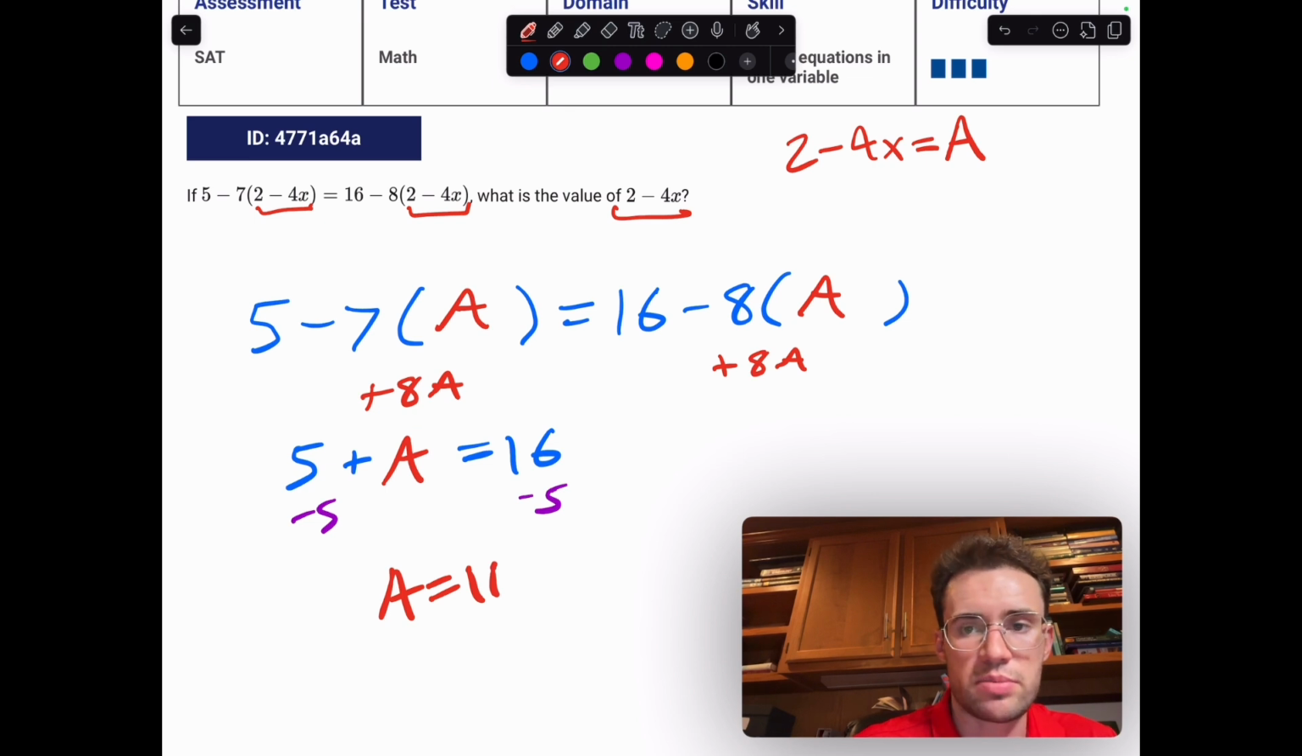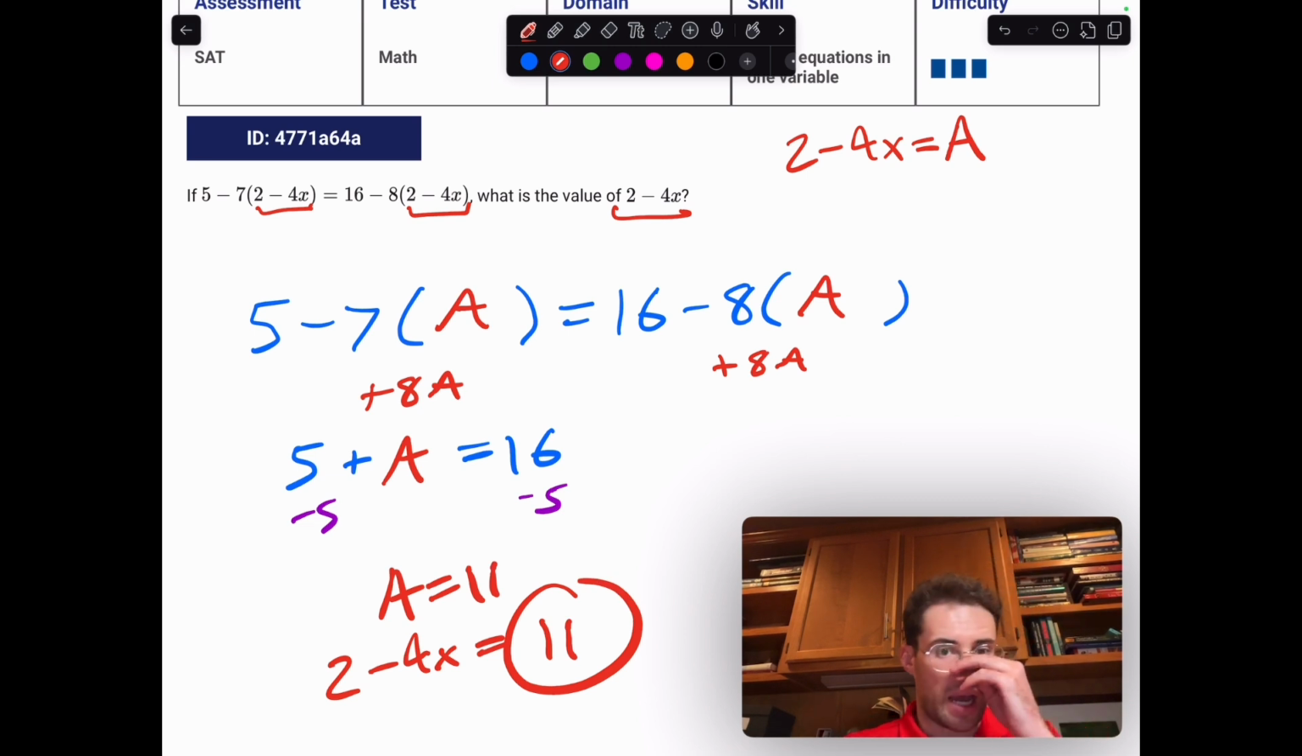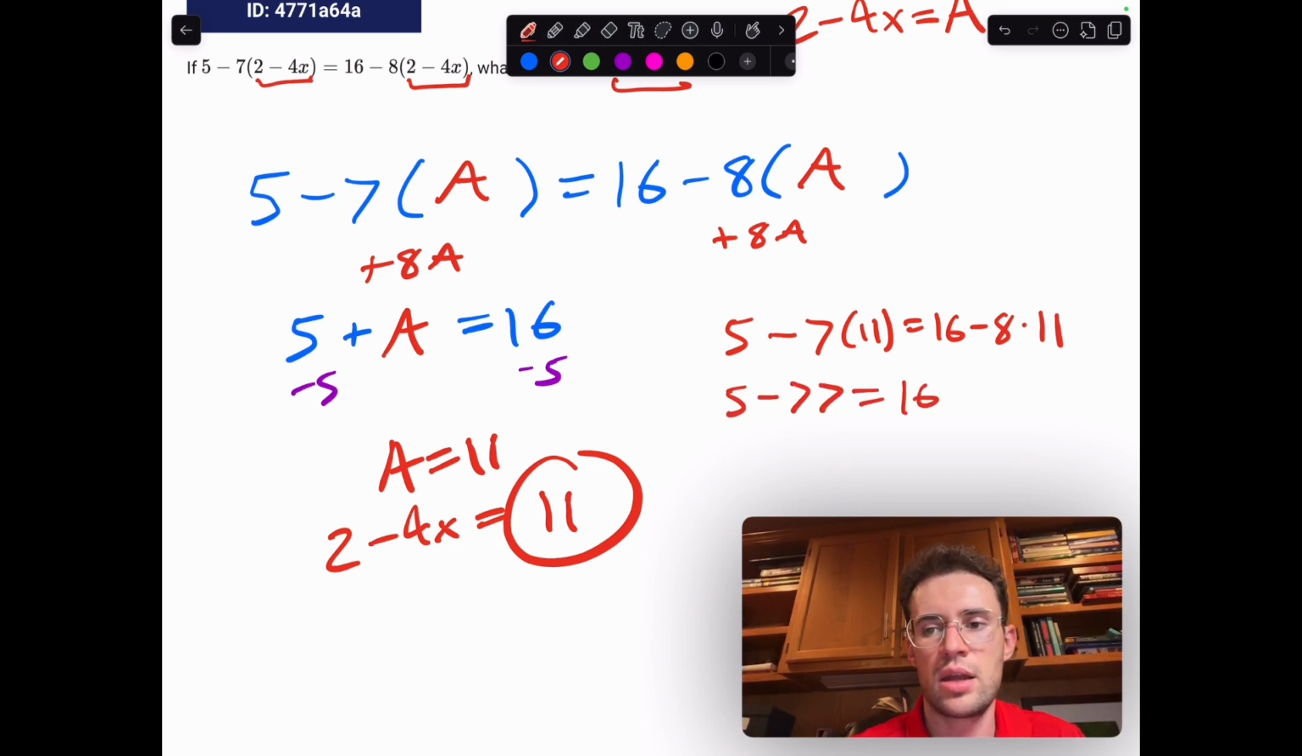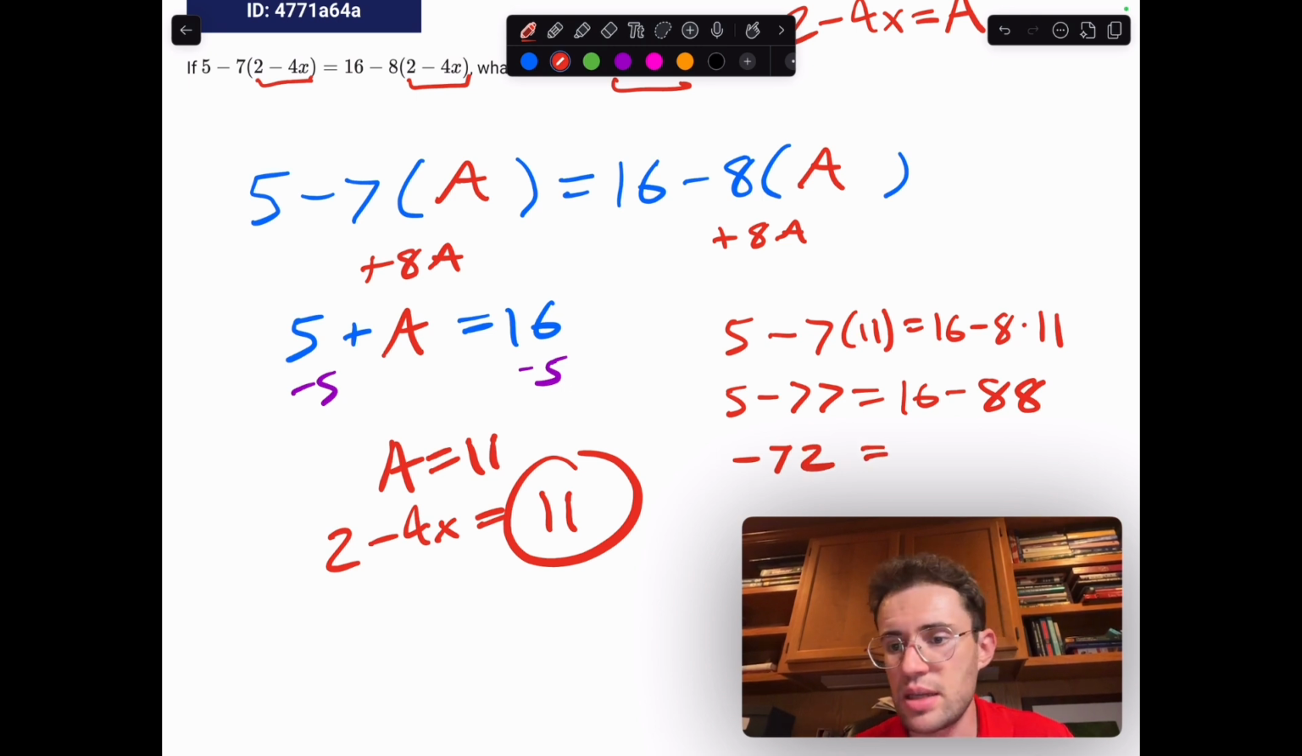And again, a is 2 minus 4x. So 2 minus 4x equals 11. If you want to check that, just plug it back in. So we have 5 minus 7 times 11 equals 16 minus 8 times 11. Well, 5 minus 77 and 16 minus 88. You can see the difference between 5 and 16 is 11, so you're subtracting one more 11 from it. Makes sense, it's 11 bigger. But 5 minus 77 is going to give you -72. 16 minus 88 would also be -72. So it checks out.